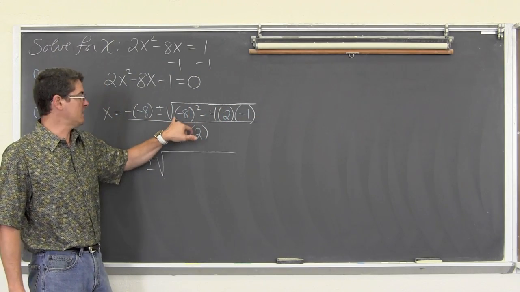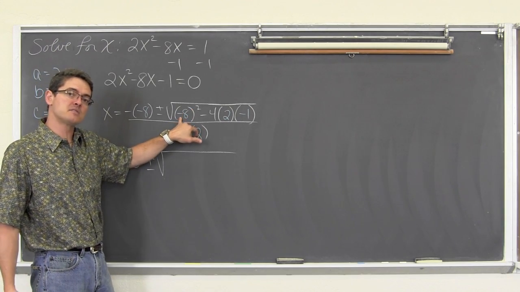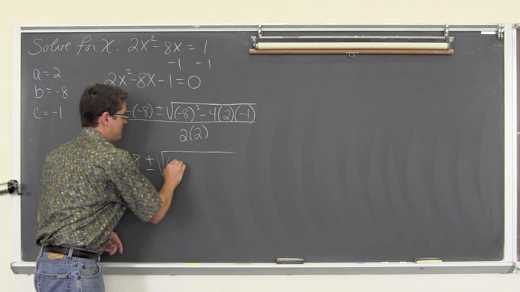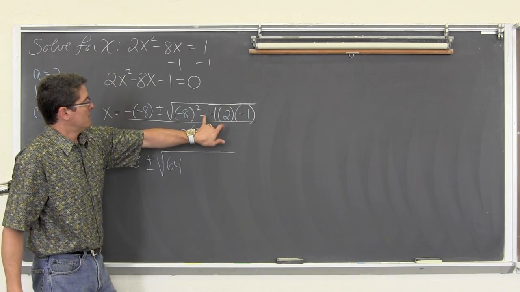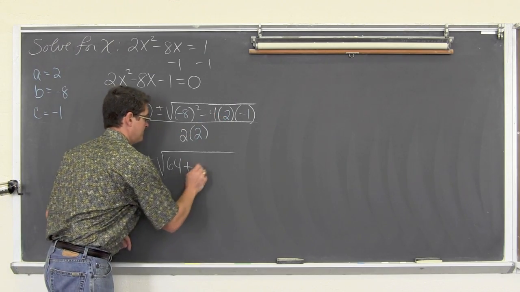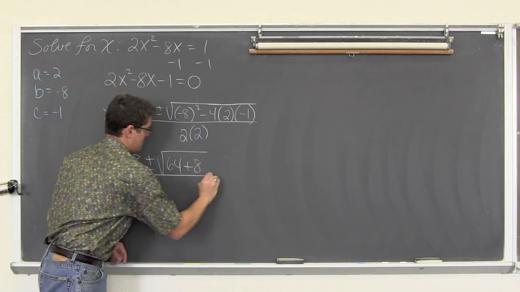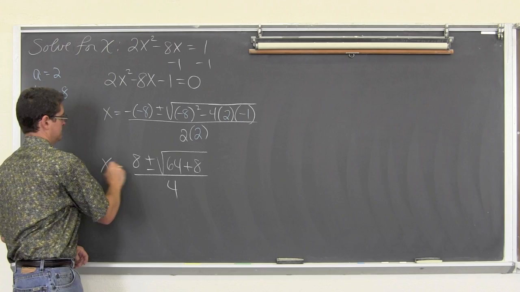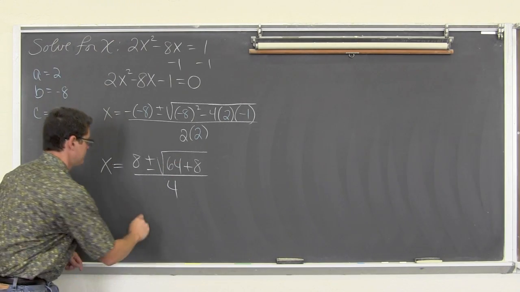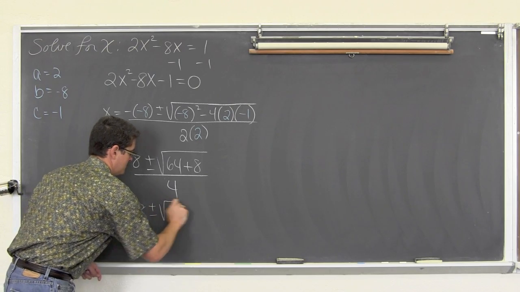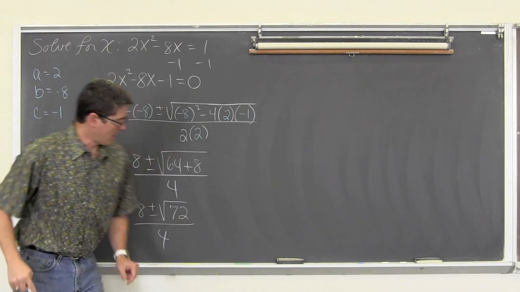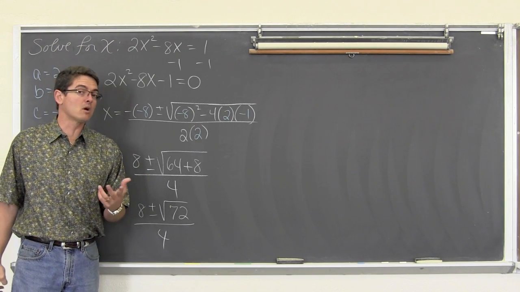Negative 8 squared, negative 8 times negative 8, positive 64. Don't let your calculator tell you it's negative because you forgot the parentheses. Better yet, do it in your head. Negative 4 times negative 1 is positive 4, times 2 is 8. All over 4. And x equals that. 64 and 8 is 72. Again, over 4. And I'm going to do my work in exact format.